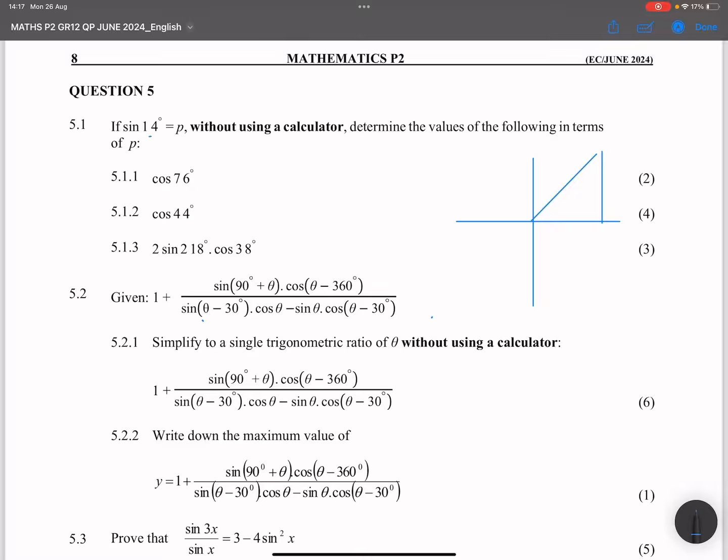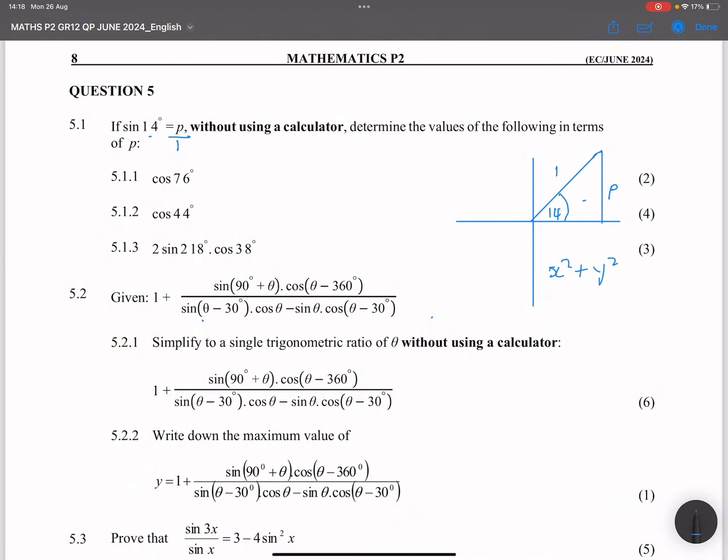So we know that's our 14 degrees there. So that means this is P over 1. Now remember, sine is opposite over hypotenuse. So that will be opposite, which is P, over hypotenuse, which is 1. So to get the corresponding x value, x squared is equal to r squared minus y squared. Let me write it in standard form.